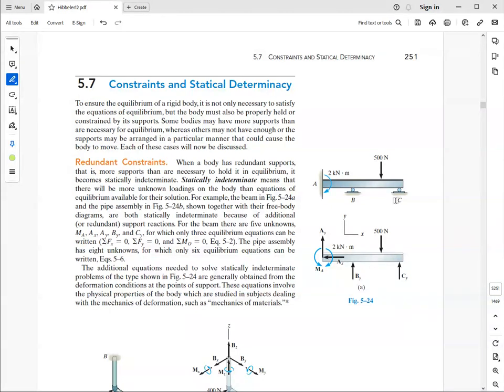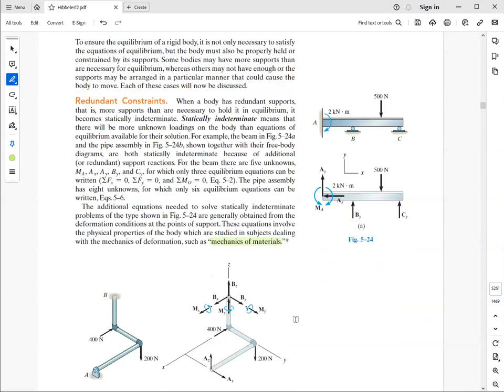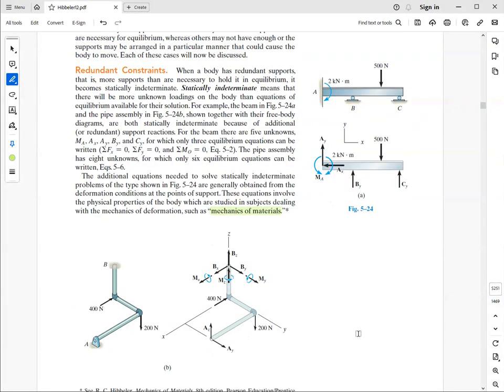Some constraints are redundant. We can actually remove these 2 and still have the body in equilibrium. Systems like these are encountered in practice and are called supported cantilevers. In strength of materials, mechanics of materials, we're going to study them. But in order to find the reactions of the supports, we need to account for the deflection of this long body, the beam.